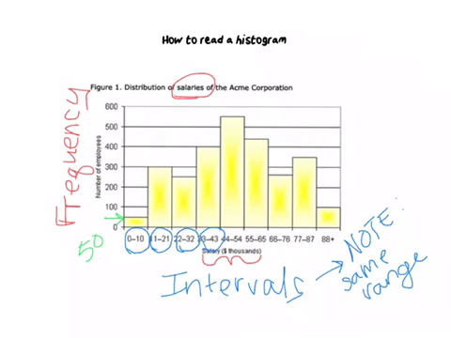I could look at this 33 to 43 range, and I see that about 400 employees had salaries between $33 to $43,000. Or if I came over here to the 66 to 76, that's maybe a little bit more than halfway, so not 250, maybe 255, 260 people had salaries between 66 to 76,000.